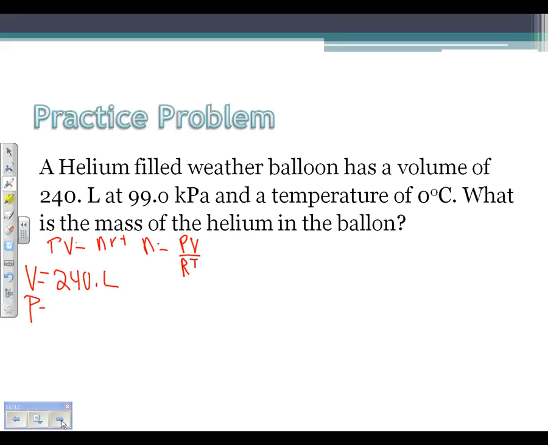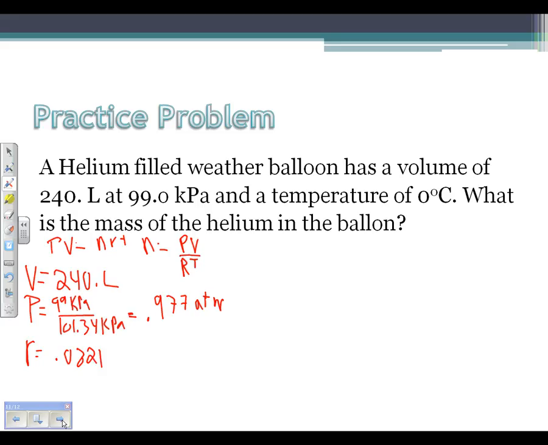But we will be using 273 degrees Kelvin. We also know that the pressure is 99 kilopascals, but we have to convert that to atmospheres. So we will divide 99 kilopascals by 101.34 kilopascals to get 0.977 atmospheres. R is a constant, and we know that it is equal to 0.0821 liters atmospheres divided by moles Kelvin.